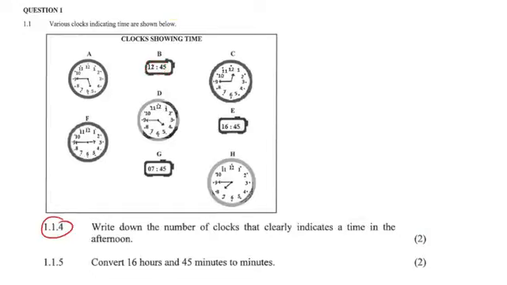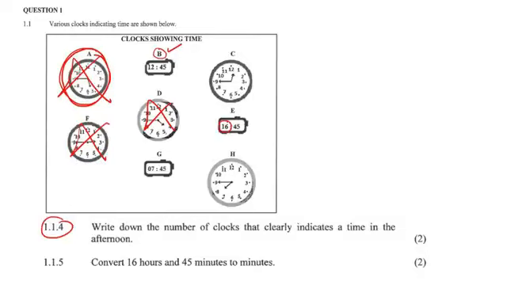Alright, this question. Write down the number of clocks that clearly indicate a time in the afternoon. Okay, so with this one over here, we definitely cannot tell if it's afternoon. This one we said is afternoon, so that's a yes. This one we have no idea if it's in the afternoon or the morning. You can't look at that and be able to tell. You can't look at this one either, so that's a no, that's a no, that's a no.